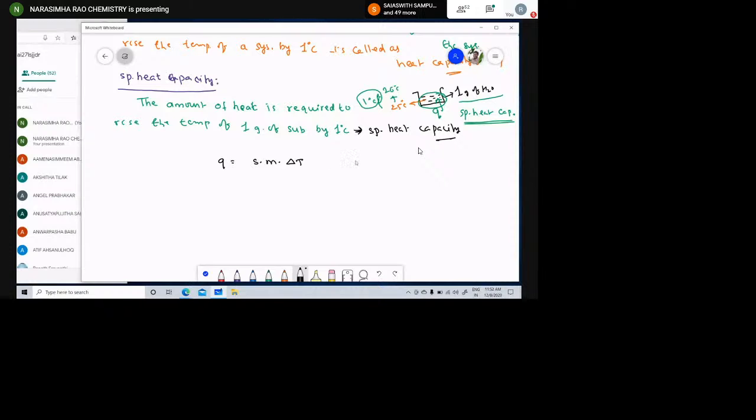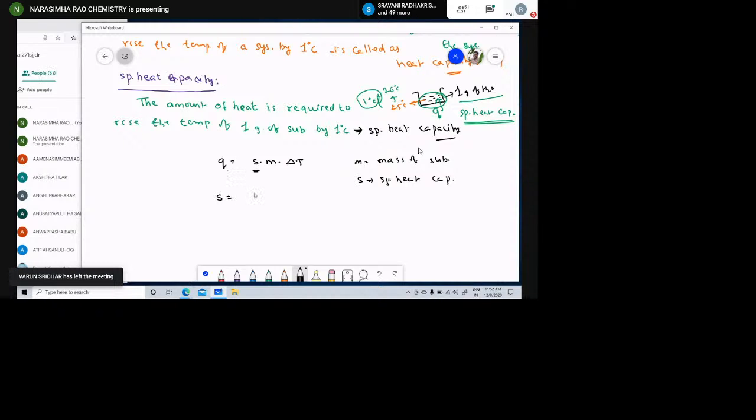Now, here M is the mass of substance. S is the specific heat capacity. Delta T, as we already know, is the change in temperature. Q is the absorbed heat. Right, children? This is the specific heat capacity, S.